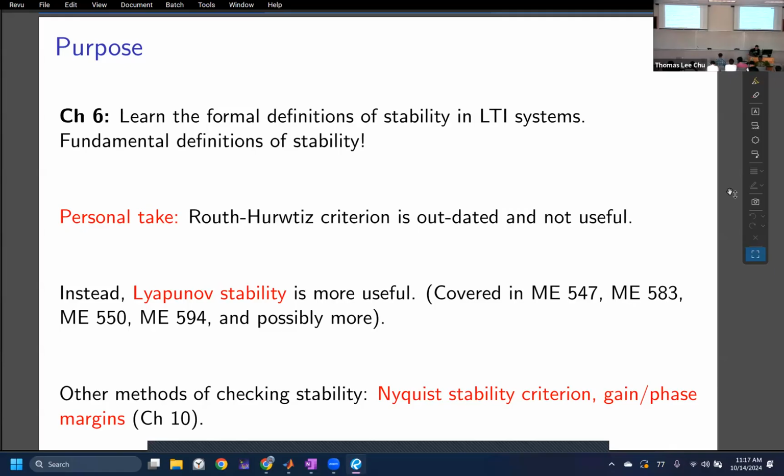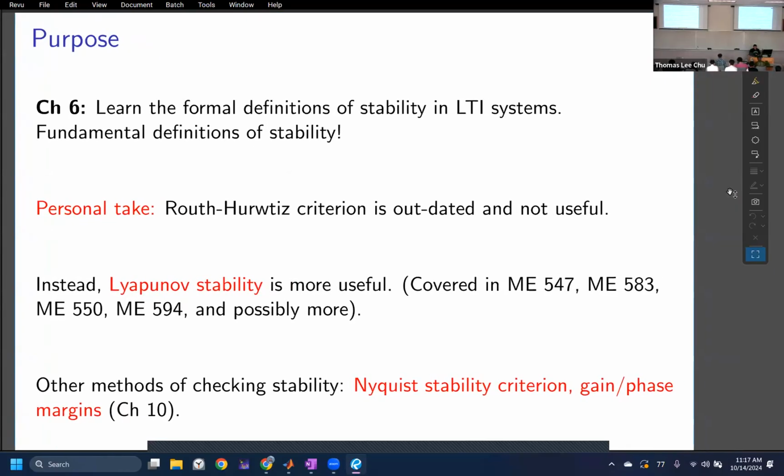Instead, Lyapunov stability is more useful, but that's covered in ME 547, ME 583, which is nonlinear control, ME 550, which is nonlinear optimal control, ME 594, which is robust control, and possibly more control classes. That depends on the professor that is teaching it. Other methods of checking stability will be covered in chapter 10. It's the Nyquist stability criterion, and using gain and phase margins. Those are much more useful than the Routh-Hurwitz criterion.